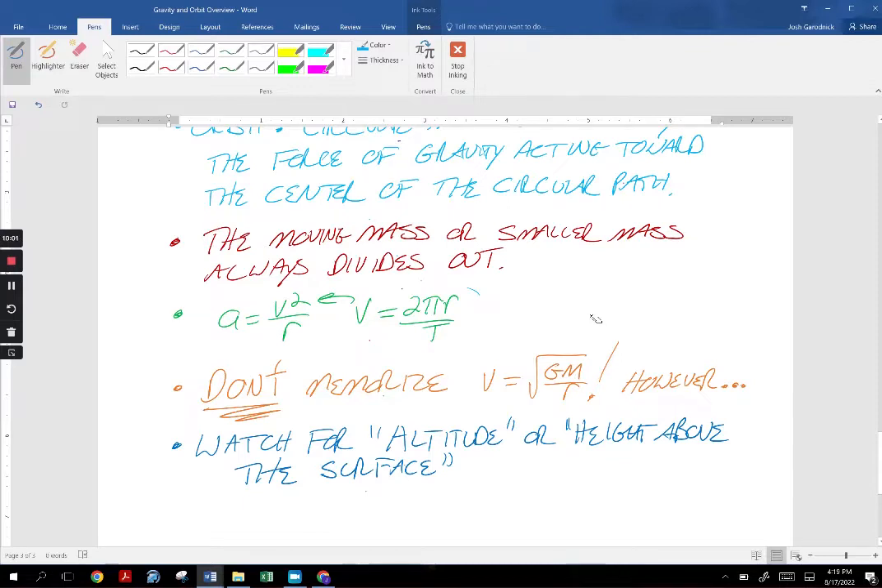And last thing, just watch for words like altitude or height above the surface, because that is not R when it comes to the orbital radius. You've got to learn to deal with that. We drew a picture and just discussed that about 1.5 minutes ago.